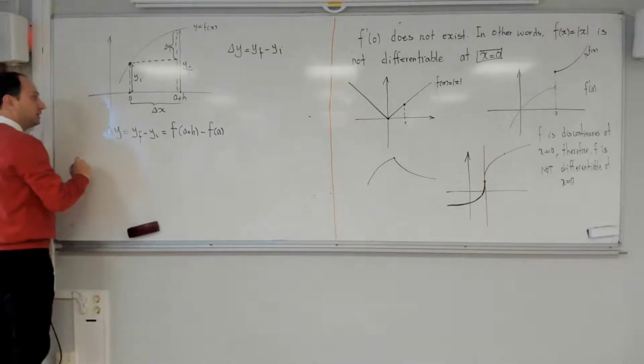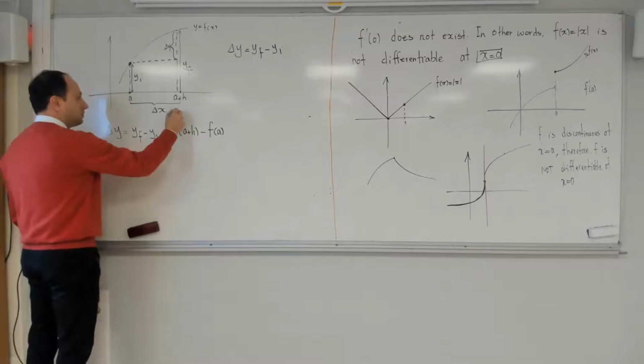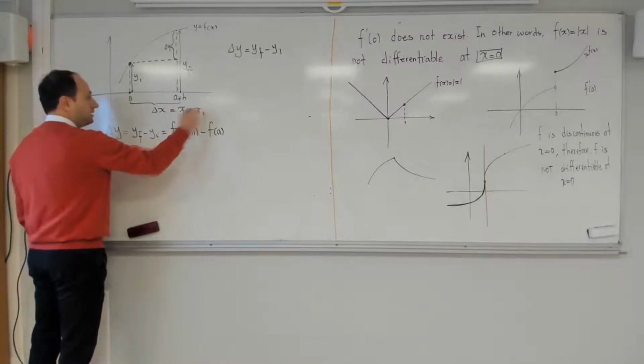And then do you remember what the limit was? Delta x is the same: x final minus x initial.